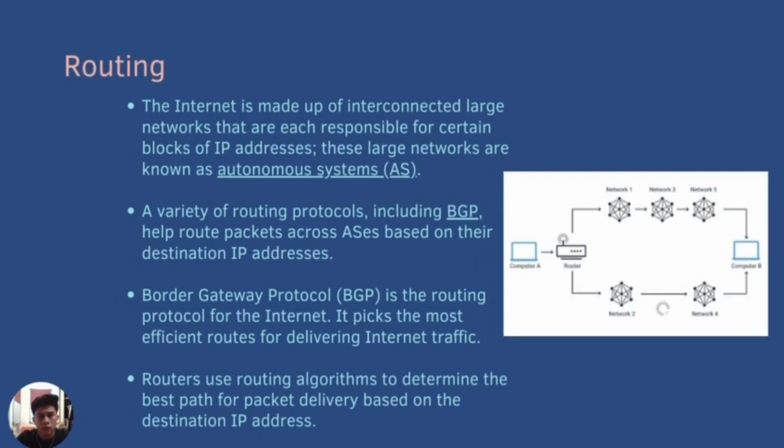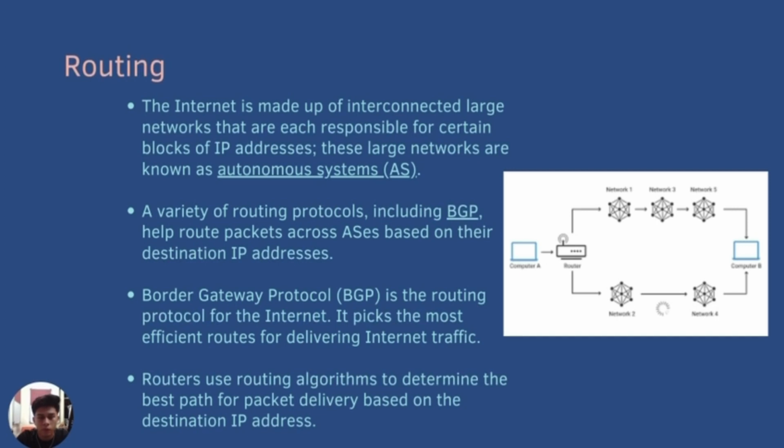And then, routing. The internet is made up of interconnected large networks that are each responsible for certain blocks of IP addresses. These large networks are known as autonomous systems, or AS. A variety of routing protocols, including BGP, help route packets across autonomous systems based on their destination IP addresses. BGP, the Border Gateway Protocol, is the routing protocol for the internet. It picks the most efficient route for delivering internet traffic. Basically, routers use routing algorithms to determine the best path for packet delivery based on the destination IP addresses. The router will use the most efficient and shortest path for the packets of data to travel to their destination.